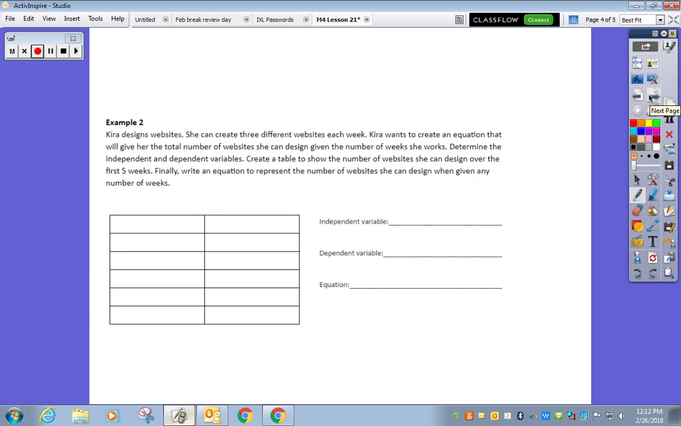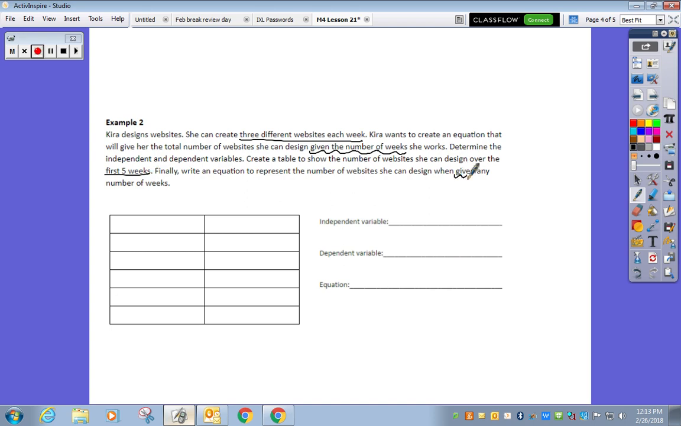Okay, so the next one says that Kira designs websites. She can create 3 different websites each week. Kira wants to create an equation that will give her the total number of websites she can design given the number of weeks she works. Determine the independent and dependent variables. Create a table to show the number of websites she can design over the first 5 weeks. Finally, write an equation to represent the number of websites she can design when given any number of weeks.